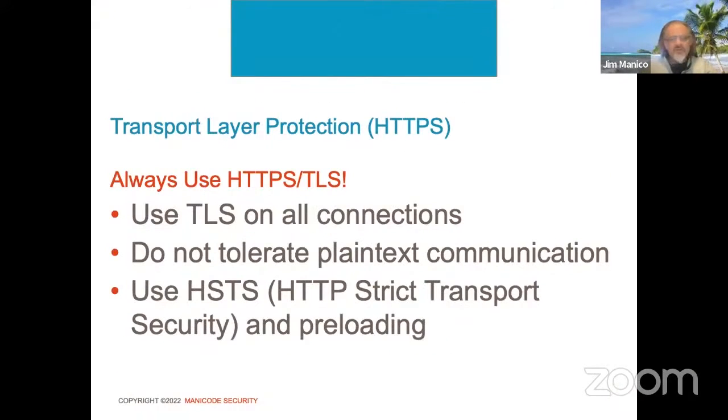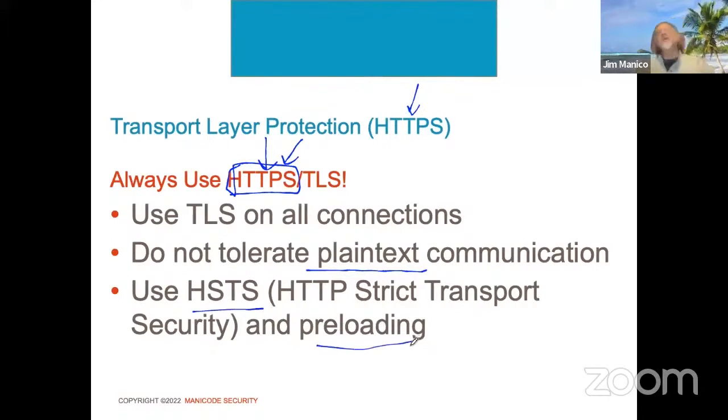One of the first things we want to do is use TLS everywhere. This is HTTPS. We do not want any HTTP communication anywhere. You really should not be using HTTP anywhere. We want to use HTTPS everywhere for everything. And don't tolerate plain text. We want to make sure that this is well configured with things like strict transport security and preloading. In general, you have to configure your TLS to do well. And it takes a little bit of work, but it's very easy to set this up correctly.